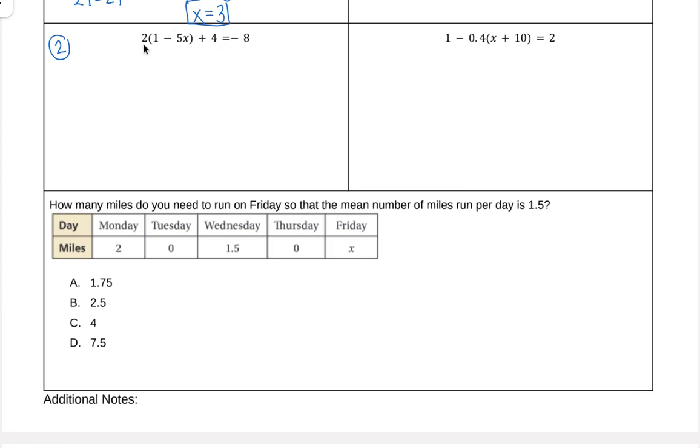All right, guys, so step number 1 is to unlock the parentheses. So we're going to go ahead and distribute this 2 to both of the terms inside. So 2 times 1 is 2. 2 times negative 5x is negative 10x. Then I just continue to write the equation because all I've done is update it by unlocking the parentheses.